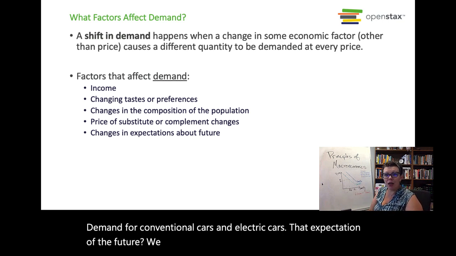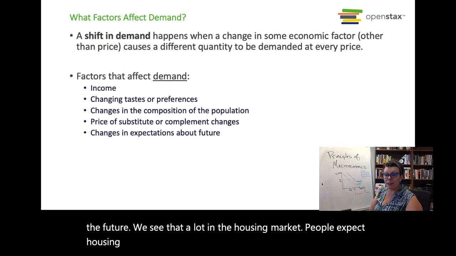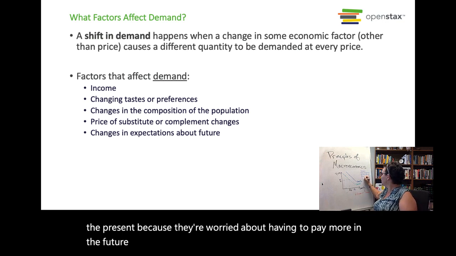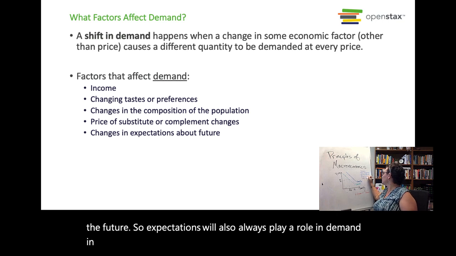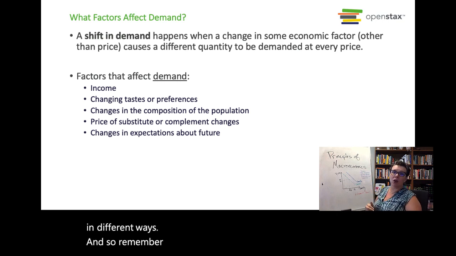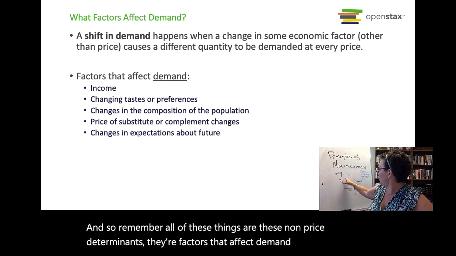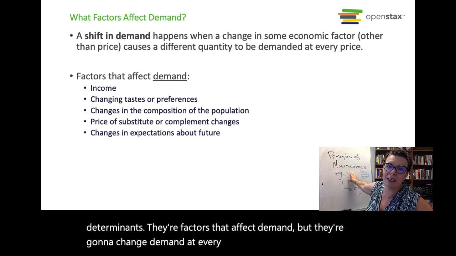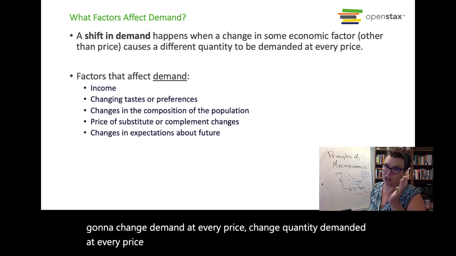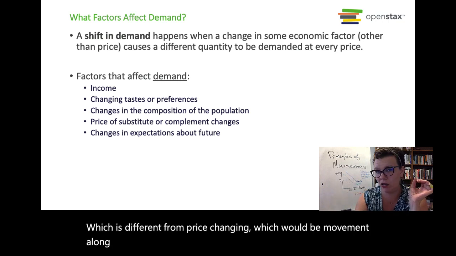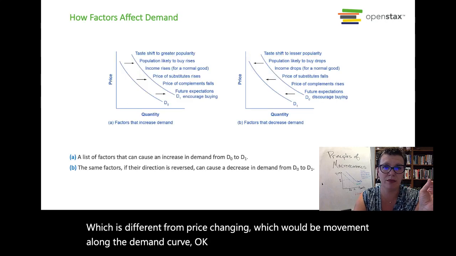We see that a lot in the housing market. People expect housing to get more expensive, and so that increases demand in the present because they're worried about having to pay more in the future. So expectations will also always play a role in demand in different ways. And so remember, all of these things are these non-price determinants. They're factors that affect demand, but they're going to change demand at every price, change quantity demanded at every price, shift the demand curve, which is different from price changing, which would be movement along the demand curve. Okay? So far, so good?